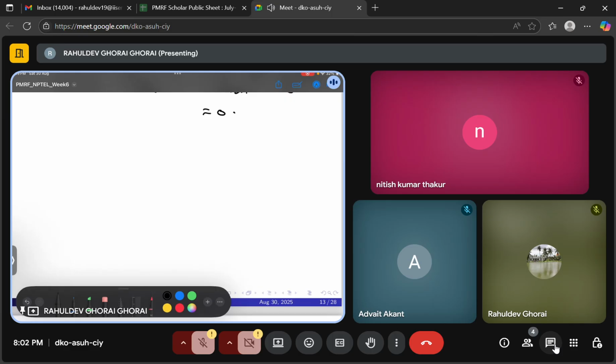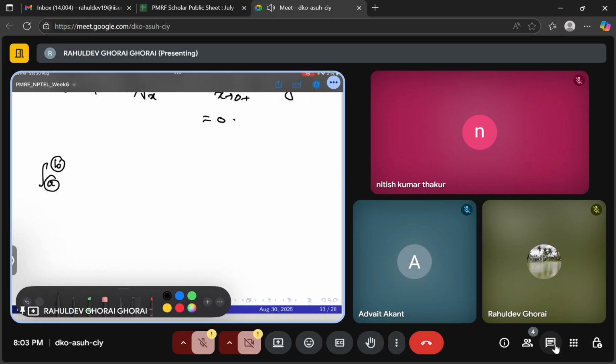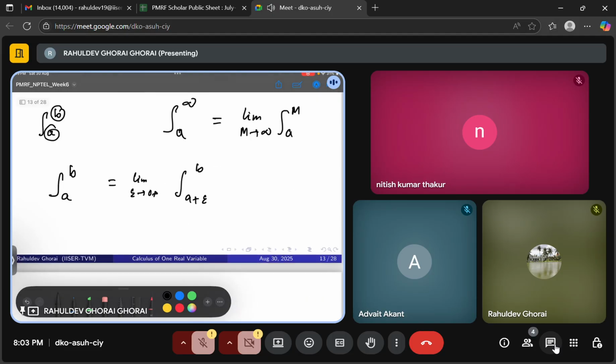There are many types of examples like this I can do. And I hope all of you know, I was always doing this from A to B, finite limits. If it's A to infinity, then you can think of it as the limit as m tends to infinity of the integral from A to m. And when you had A to B and a problem at A, what you do is the limit as epsilon tends to 0 plus of the integral from A plus epsilon to B. If you had a problem at B, then you do A to B minus epsilon.